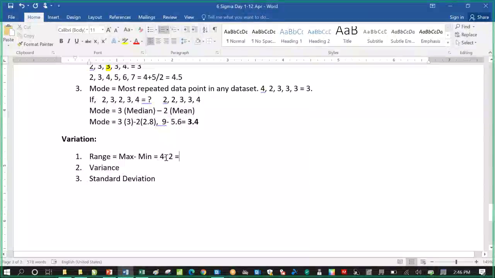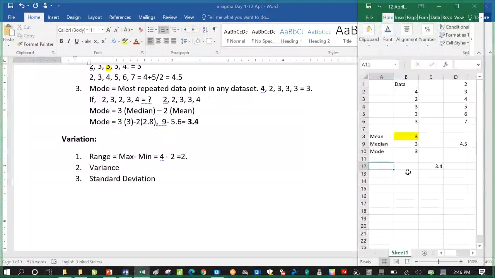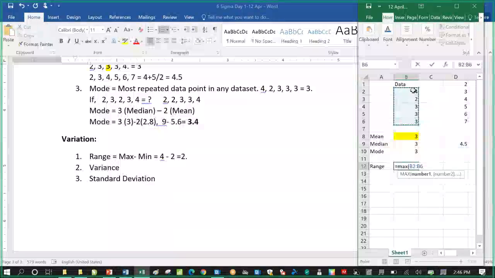4 minus 2. 2 is the answer here. So range is maximum minus minimum. How do you calculate range in Excel? Max, open bracket, select data, minus minimum, open bracket, select data, hit enter.